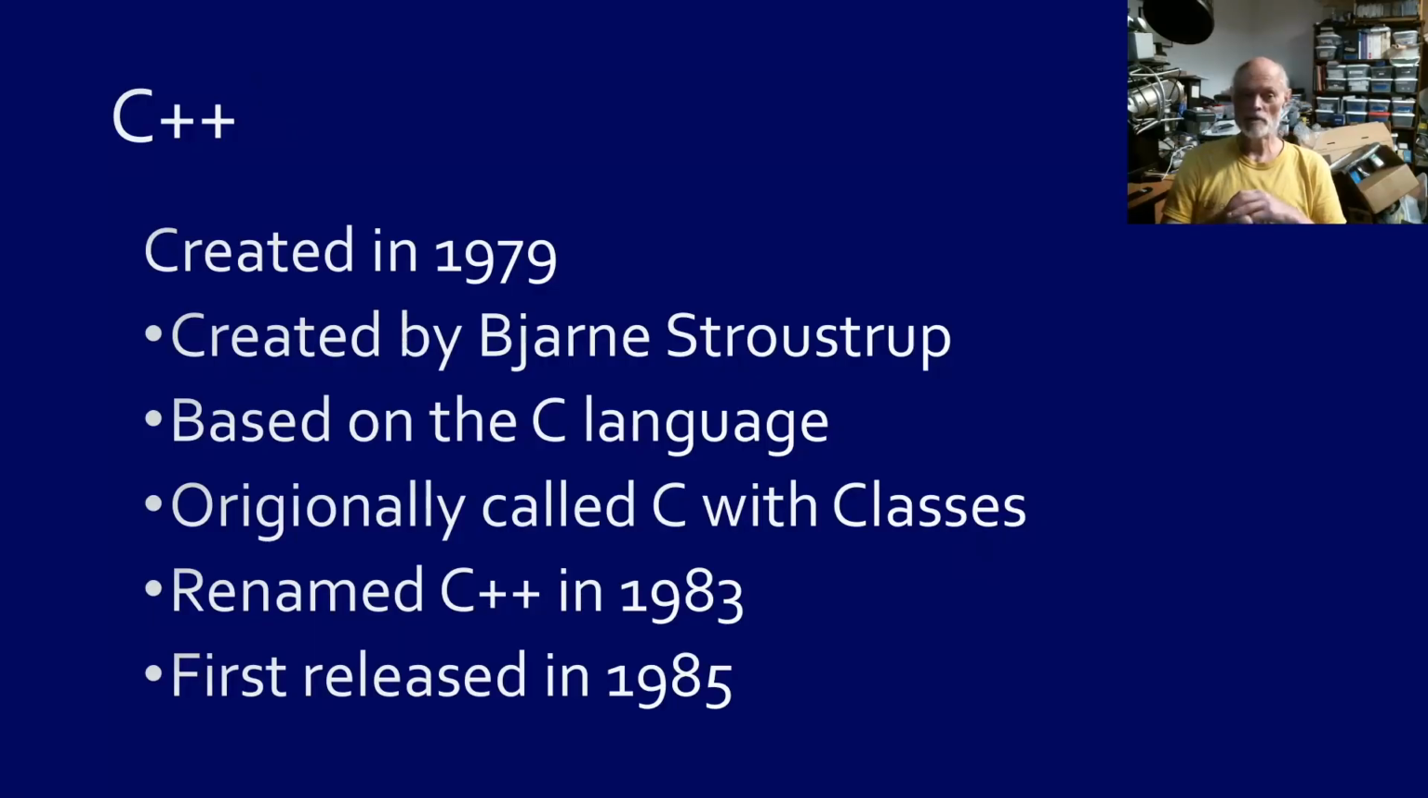Now, C++ was created in 1979 by Bjarne Stroustrup. Hope I'm pronouncing it close to right. It was based on the C language. Originally, they called it C with classes, and then they renamed it. And the first public release was in 1985.